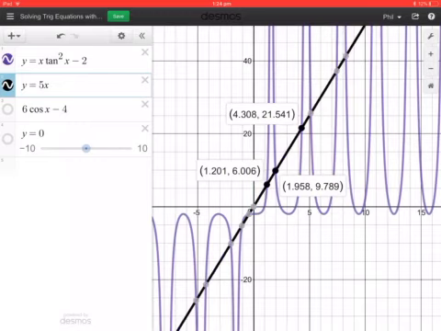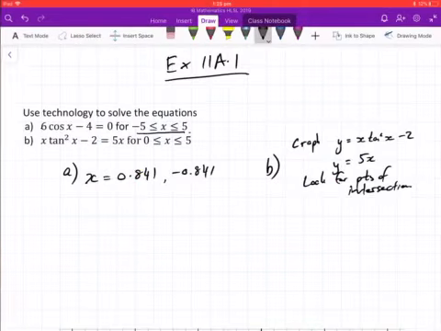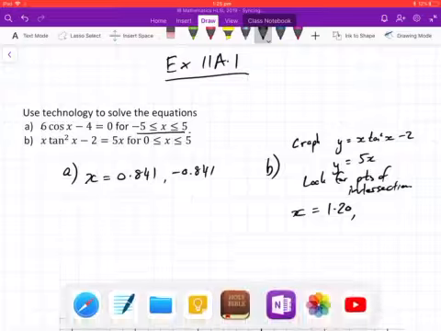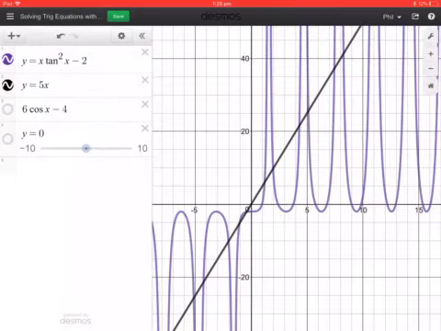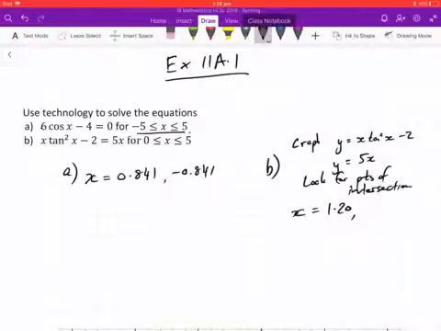So the answers are, remembering that in the IB course we want to give 3 significant figures, which is different from 3 decimal places. So the answers are the x values. x equals 1.20. So x is equal to 1.20, what were the other two? That's that one. x is equal to 1.96 and 4.31.